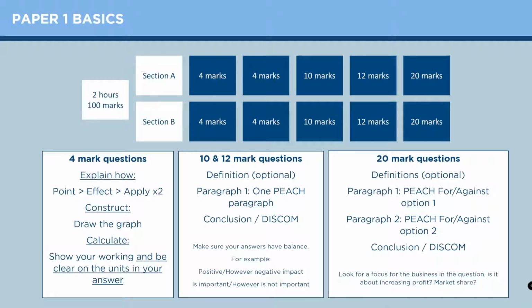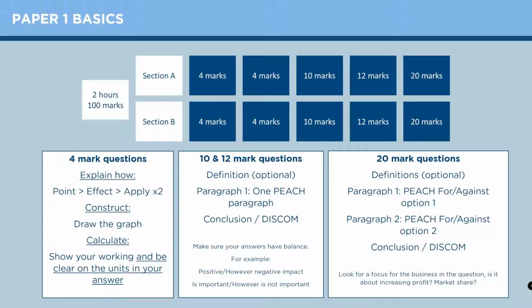For the 10 and 12 mark questions, I've put definition. I don't tell students to write a definition. I don't think it's necessary. However, if you feel like it helps you focus on the key term in the question, that's absolutely fine. You just need one each paragraph here. Your paragraphs should balance. So your point, if say for example it's assess the impact, your point should be positive, however negative. It could be negative, however positive. That's fine, as long as you've got both, because you need to have balance for evaluation marks. If it's an assess the importance question, is important, however isn't important. So just one each paragraph is needed.